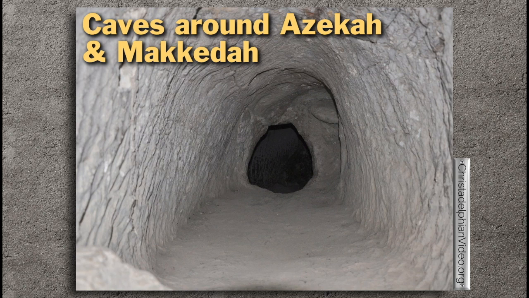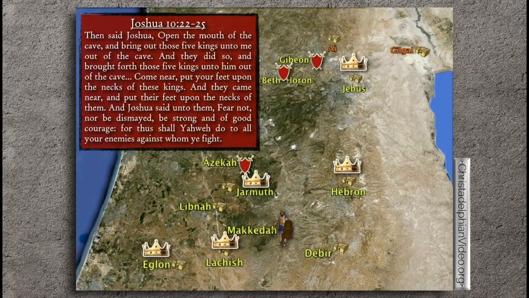And so what happens is then, they go on, and they come back after doing mopping up in the south, and he says, open the mouth of the cave, and bring out those five kings unto me. And so they do that, and they bring them out, and he tells the children of Israel, now put your feet on their necks. And so they put their feet on their necks. And Joshua says, fear not, nor be dismayed, be strong and of good courage, for thus shall Yahweh do to all your enemies whom you fight.